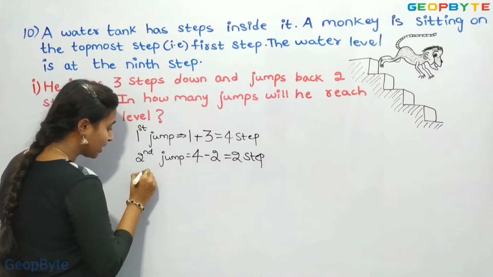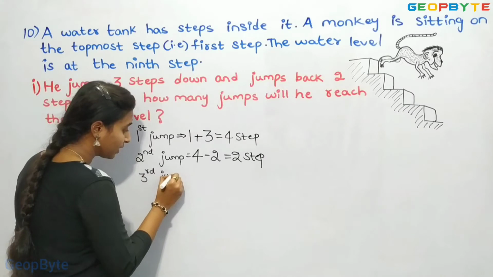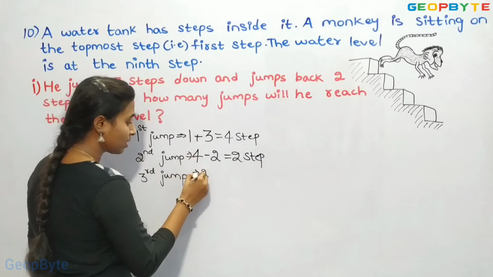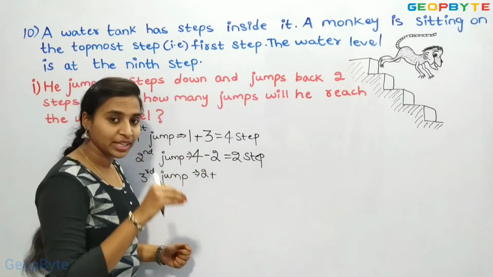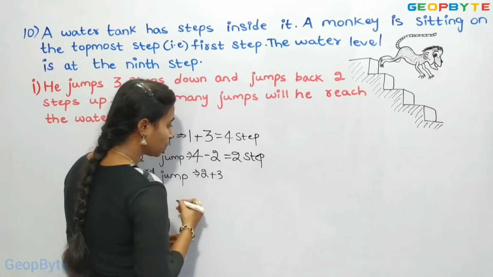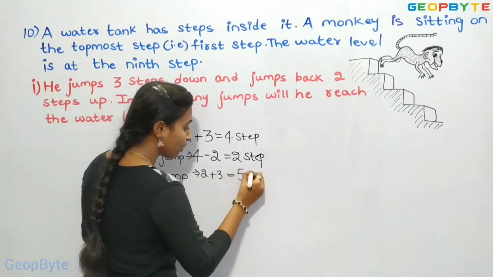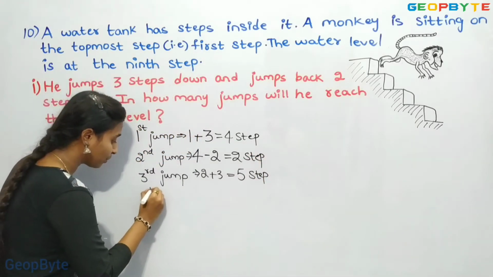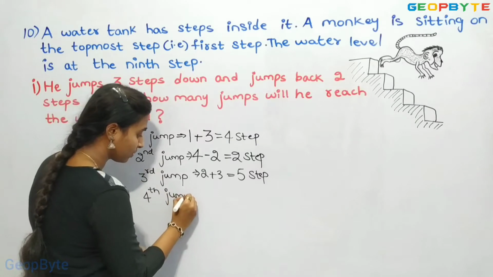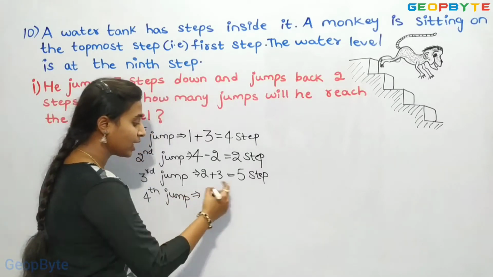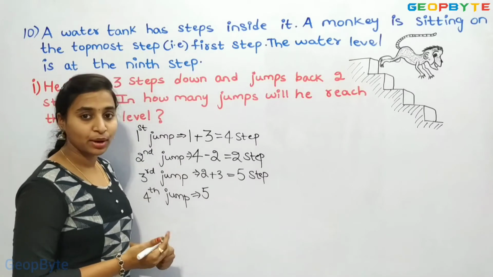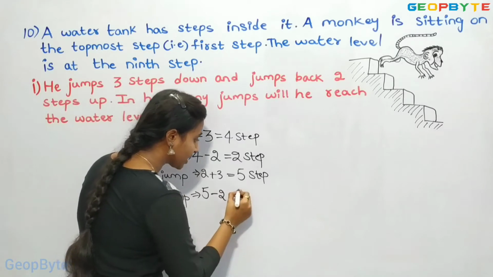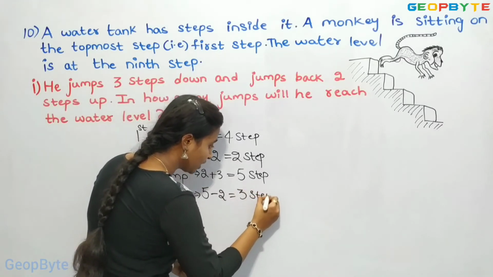Now, let us see the third jump. In the third jump, again, he is on the second step. He will be jumping 3 steps down. That is 2 plus 3, 5. He comes on to the 5th step. Again, in the 4th jump, he is on the 5th step. He will jump 2 steps up. That is minus 2. 5 minus 2 is 3. He comes on to the 3rd step again.